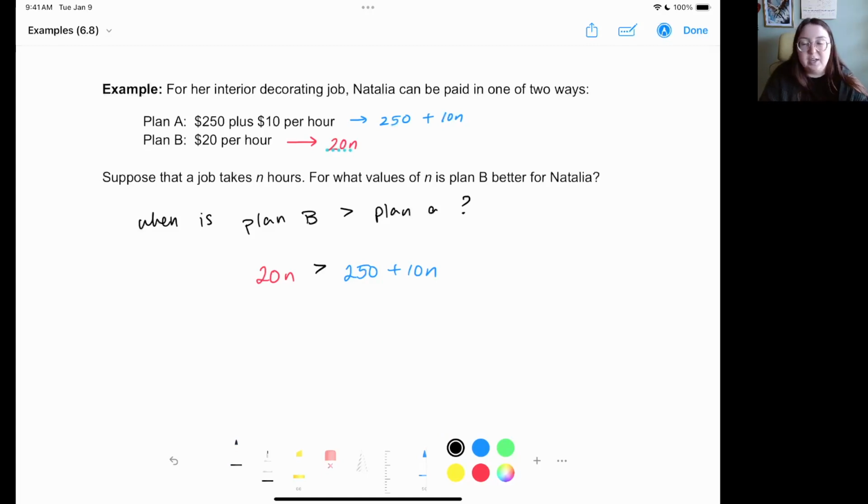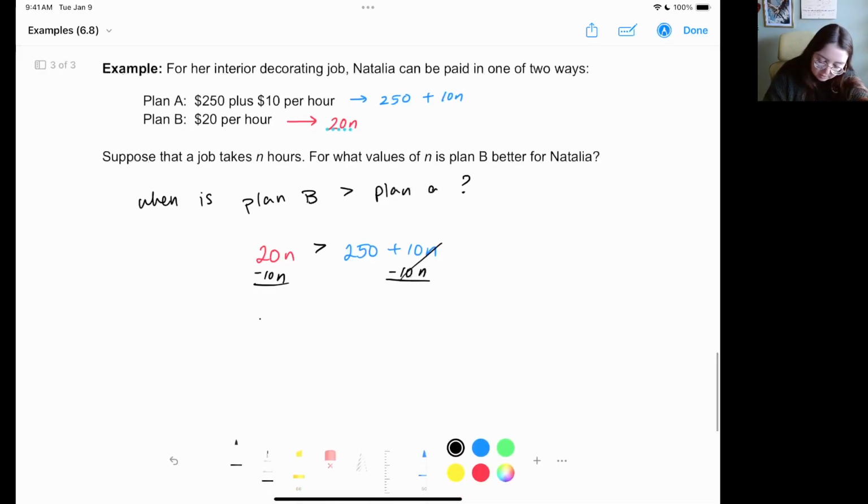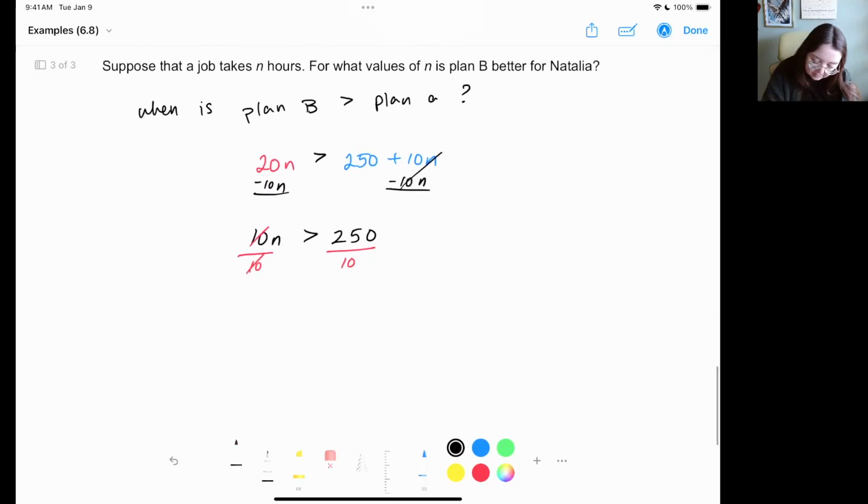So we're going to go ahead and we're going to start solving it. Now we want to bring all of our n's over to one side and all of our non-n terms to the other. So let's go ahead and subtract 10n from both sides. It will cancel out on the right, and 20n minus 10n is 10n greater than 250. So then we just need to know when is 10n greater than $250. So we'll go ahead, we're going to solve for n. So we're going to divide by 10. The 10 cancels on the left there. And we get n greater than 250 divided by 10 is 25.